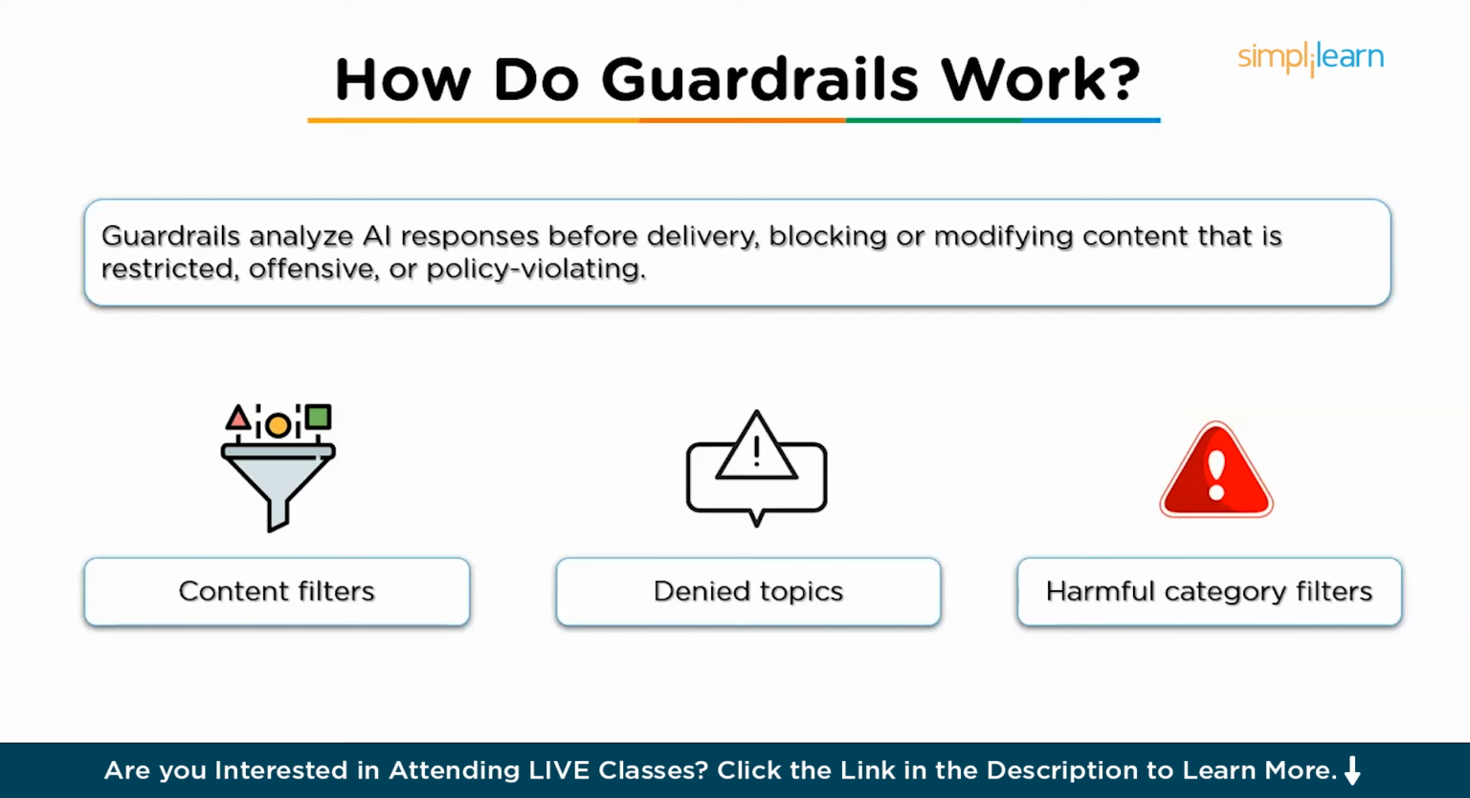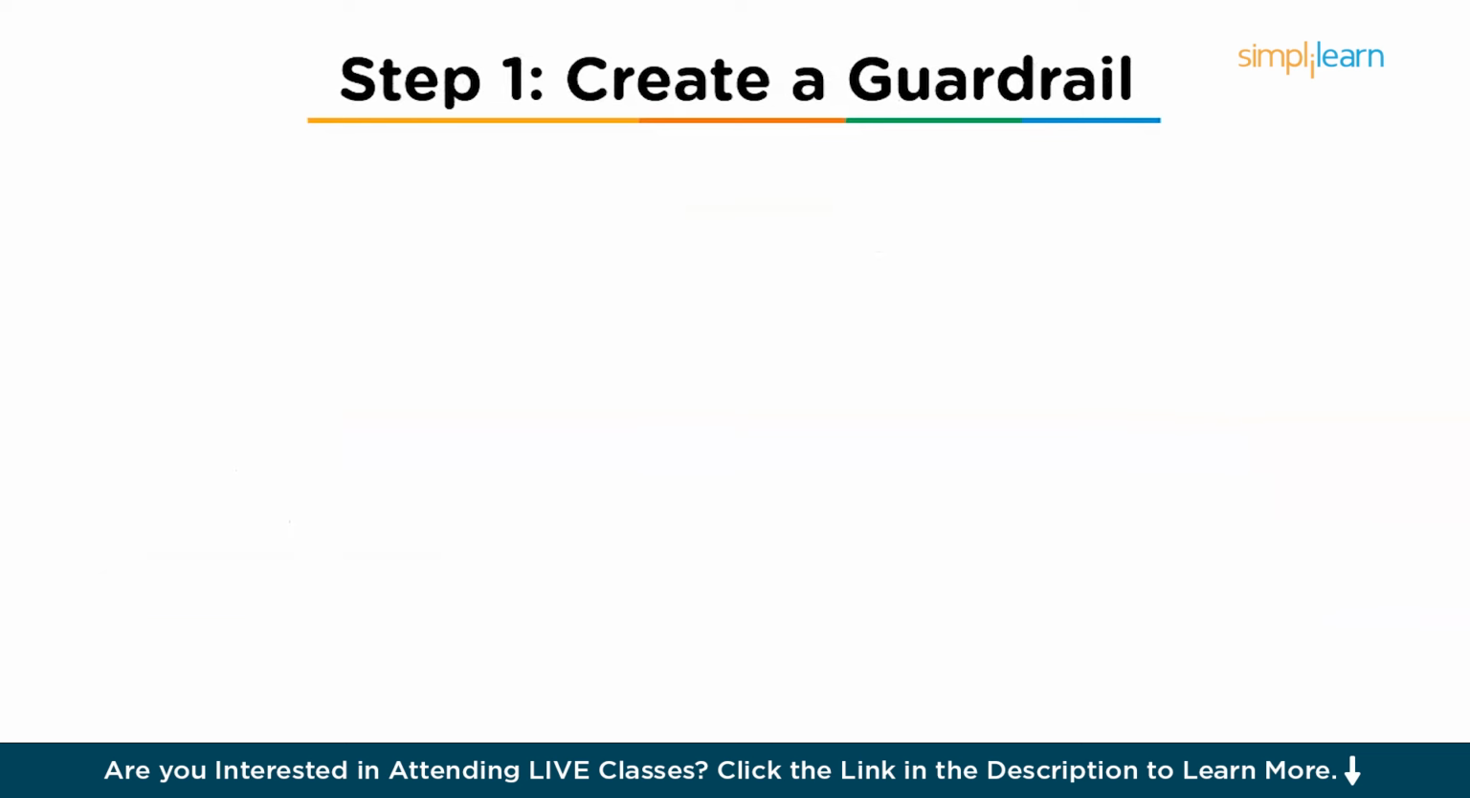And then we have custom guardrails via AWS Lambda for advanced use cases. Custom logic can be implemented by using AWS Lambda to validate and modify AI responses dynamically. So now let's see how we can implement guardrails in Amazon Bedrock with some code examples. So there are basically 4 steps. So the first step is to create a guardrail.